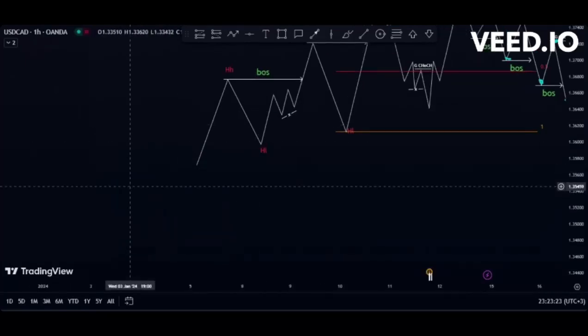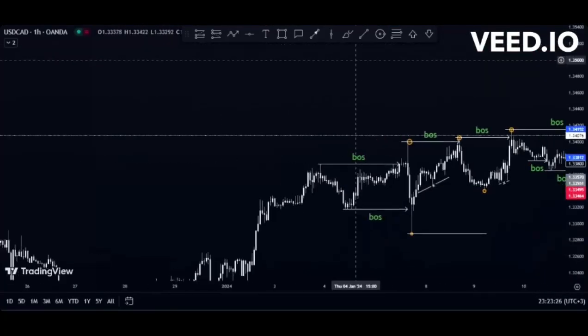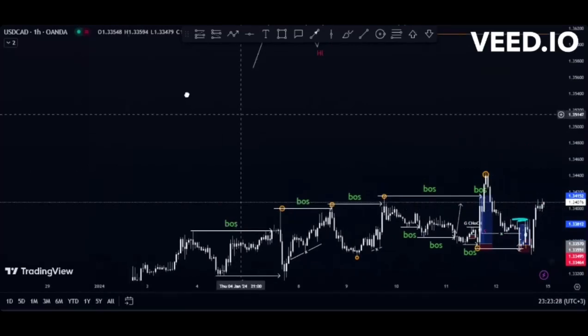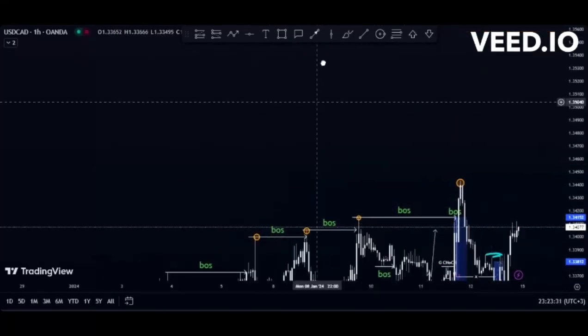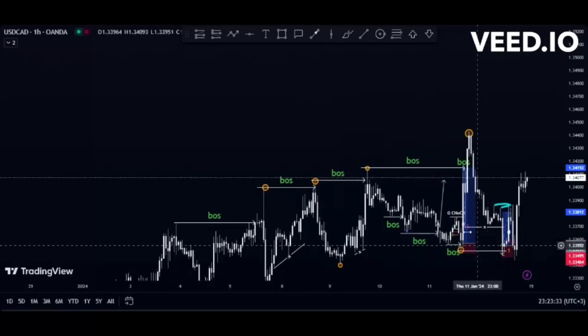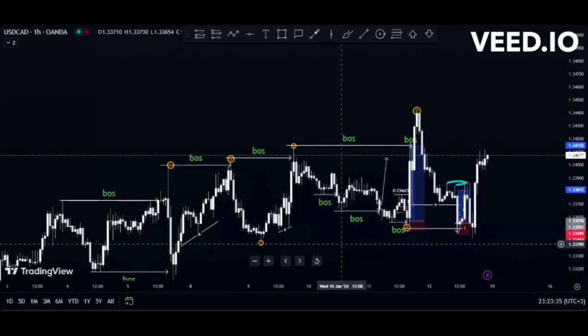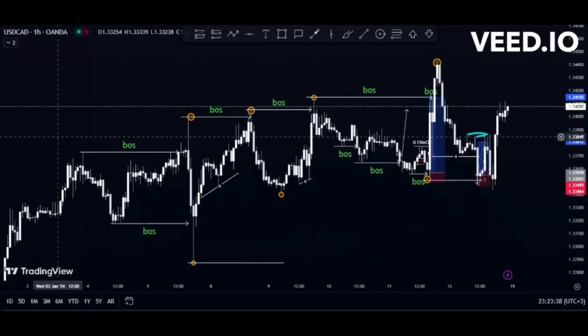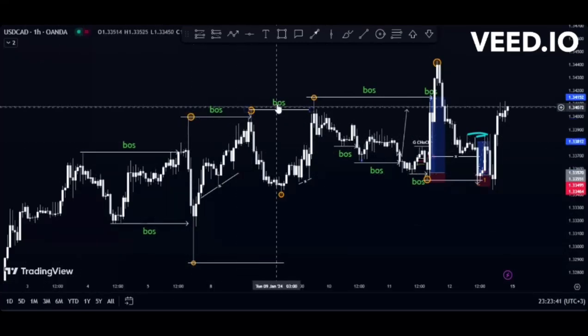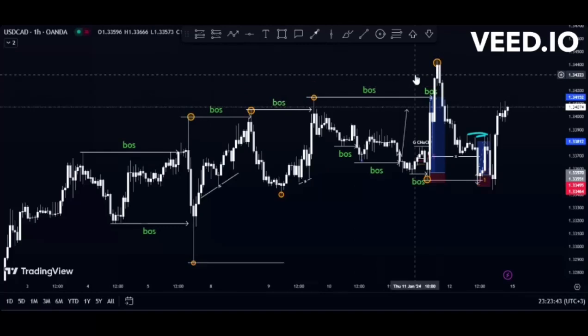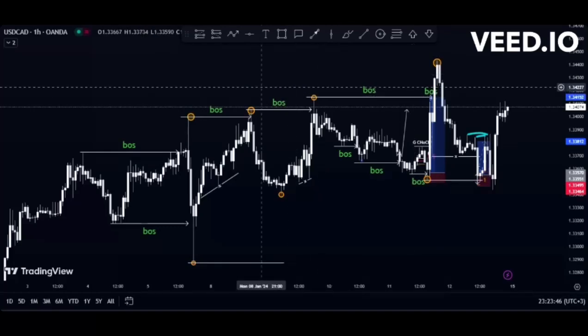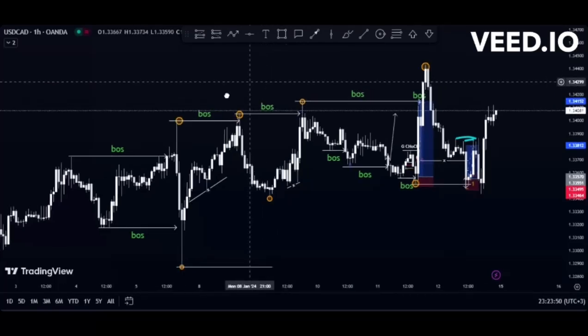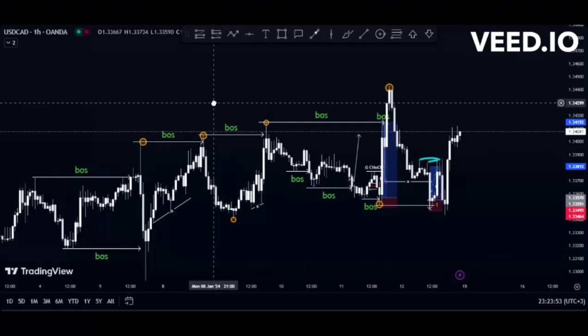Now let's dive into the chart example of market structure. Here we have the market structure trending to the upside. You have a break of structure, break of structure, break of structure, then break of structure to the upside. This simply shows that we are bullish because we have multiple breaks of structure to the upside. That means the current market structure is on an uptrend.